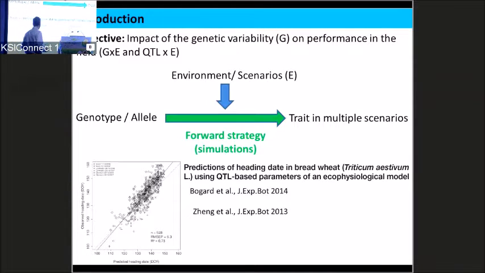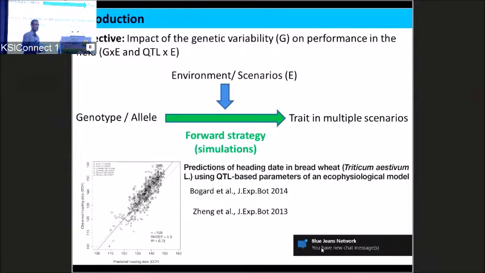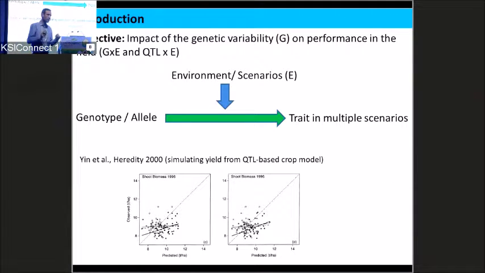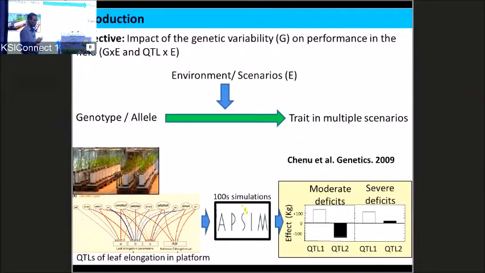In the paper of Yin et al., he tried to simulate yield with the crop model and with parameters estimated with QTLs. The result was not really good, but at least he found that this model was not worse than the model with estimated parameters. And the last example, also a proof of concept, is the paper of Chenu, 2009. With the measurement of leaf expansion rate and the responses to soil water deficit, they found QTLs, inserted them in APSIM, and performed hundreds of simulations in Australia, and found where and when an allele had a positive or negative effect.